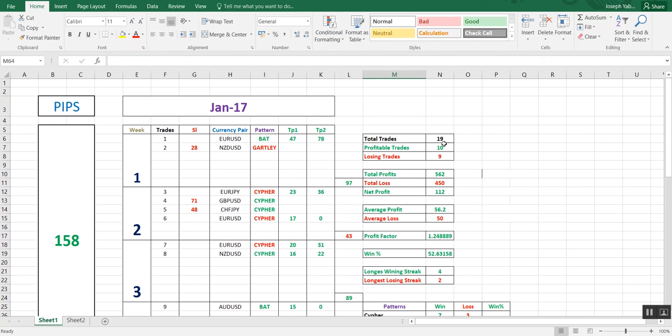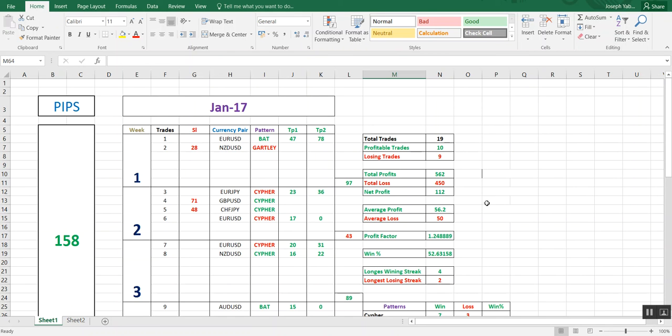So as you can see, 19 trades taken in 2 months. The month is still not over, but I don't expect to be taking any trade in the next couple of days. But we'll see what happens. As you can see, 10 winners, 9 losers. This is how I expect the ratio to be. Towards the end of the year, you're going to see it's going to be very much 50-50.